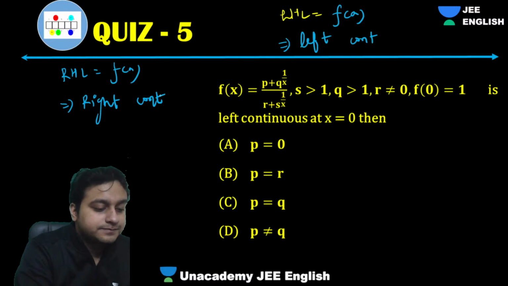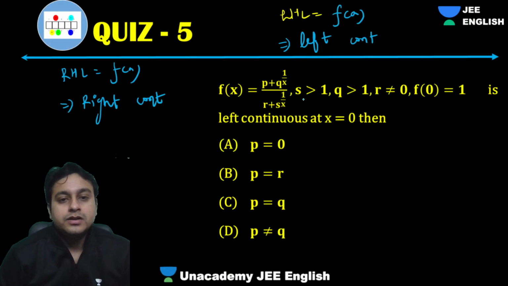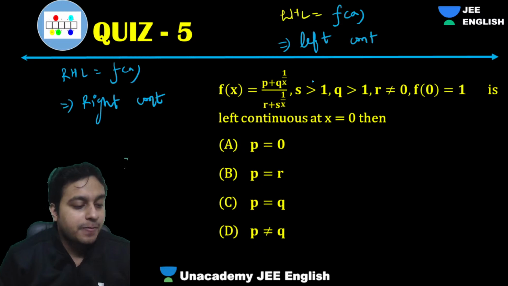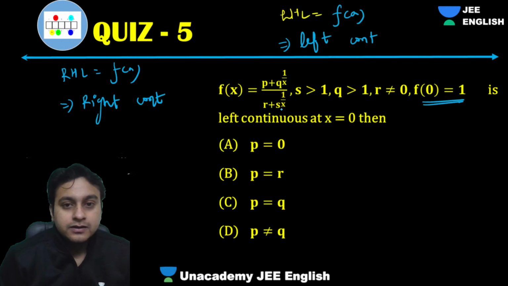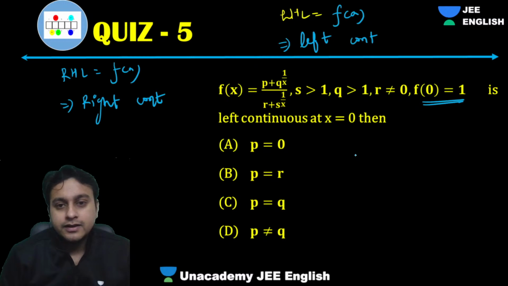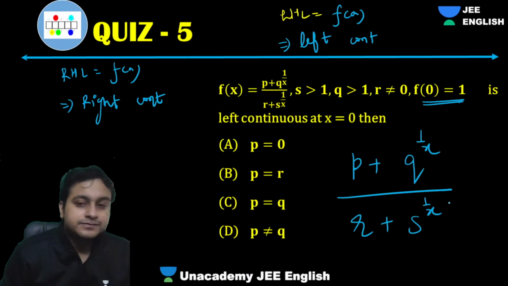Come on, guys, quickly. Let's see how many of you can get this one. Come on. F of x is p plus q power 1 by x upon r plus s power 1 by x. So f of 0 is 1. They have given that. So it is left continuous. No, no, no. It's only on the q, right? It is p plus q power 1 by x divided by r plus s power 1 by x. Only on that, not on the whole.